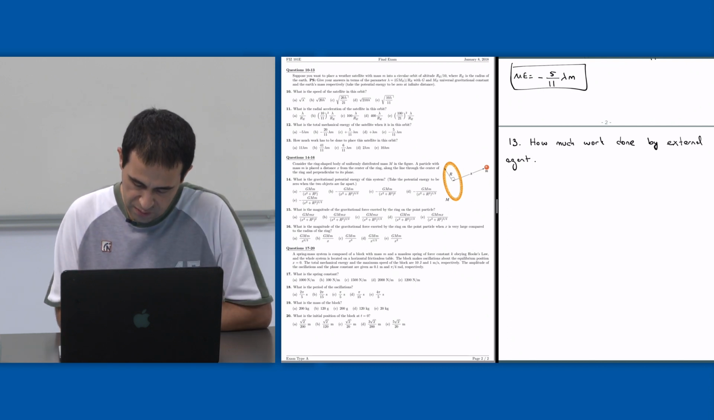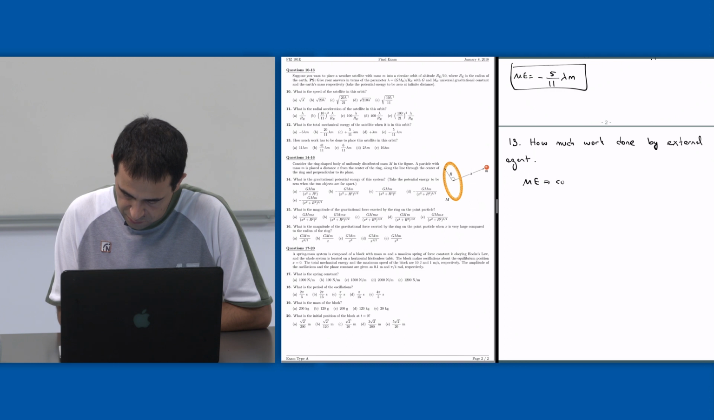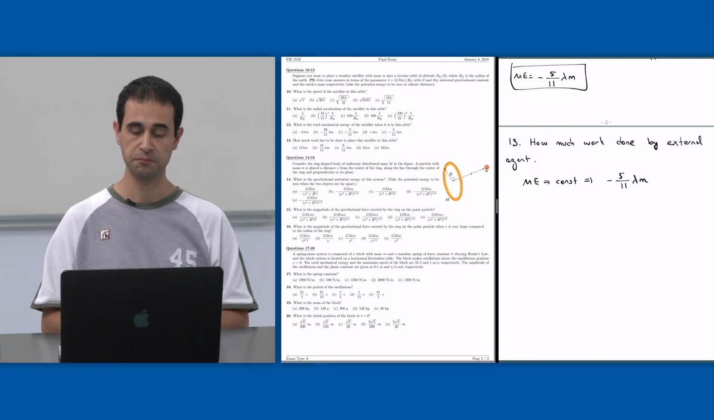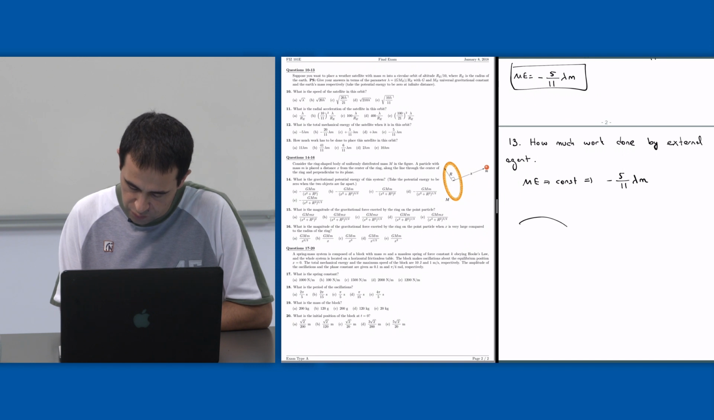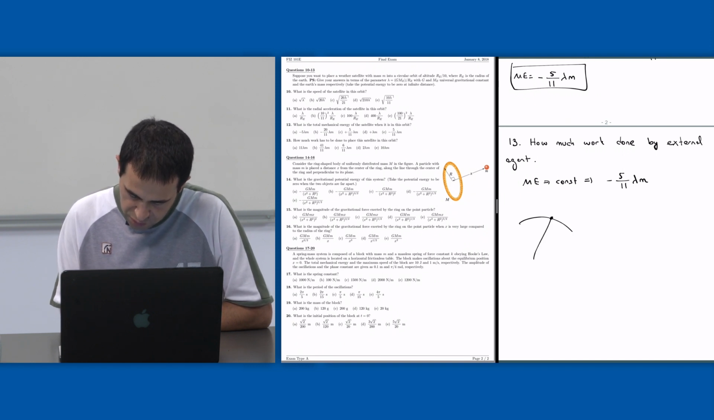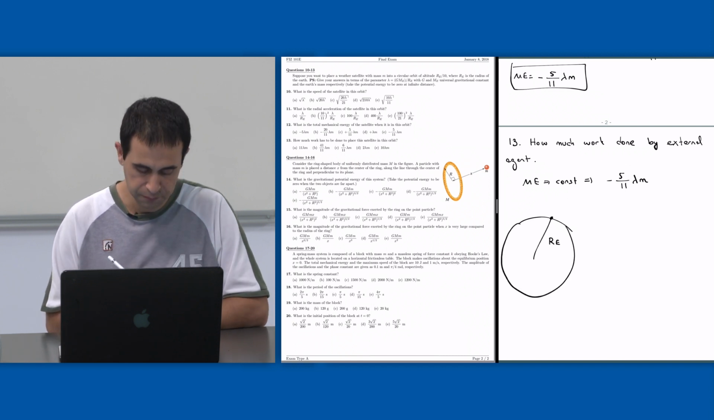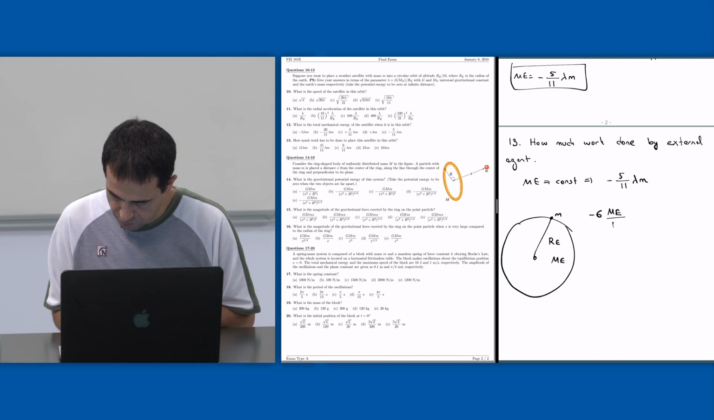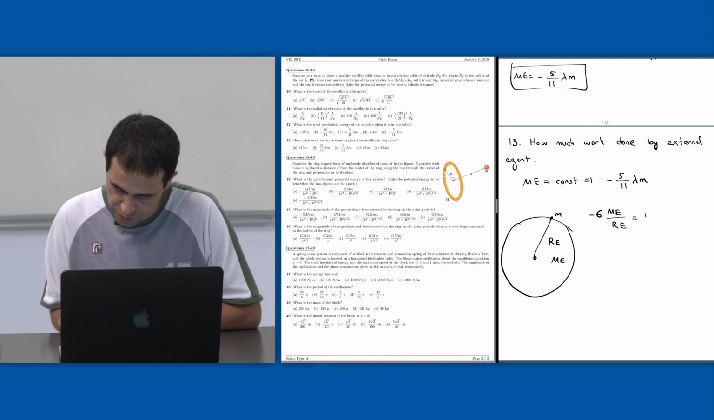So you notice that the mechanical energy is constant. That is the final energy, which is minus 5 over 11 times lambda m, right? That is the constant energy. So even at the beginning, we have to create this constant energy. And how do we do it? We have this potential energy when the satellite is on the surface of the Earth, at radius Re. So the initial potential energy that we have is minus G times mass of the Earth times m divided by radius of the Earth.